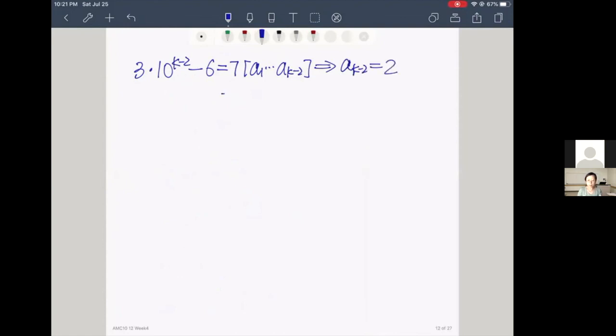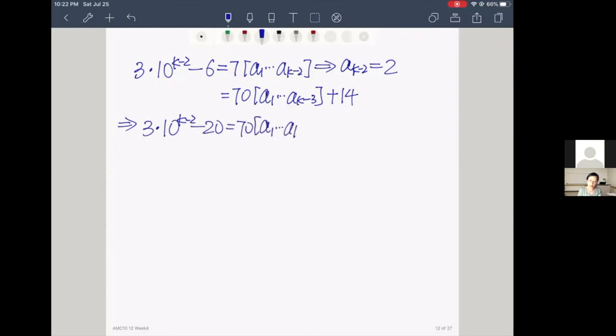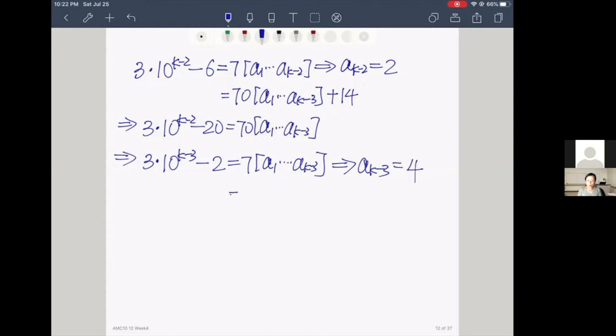AK minus 2 is 2. And with that, we have 70, A1, dot, dot, dot, AK minus 3, then plus 14, which leads to 3 times 10 to k minus 2 minus 20 equals 70, A1, dot, dot, dot, AK minus 3, and divided by 10, 3 times 10 to k minus 3 minus 2 equals 7, A1, dot, dot, dot, AK minus 3. The left-hand side ends with 8. The right-hand side is a multiple of 7, which implies that the last digit, which is AK minus 3, is 4.